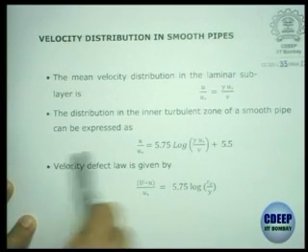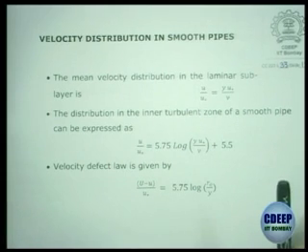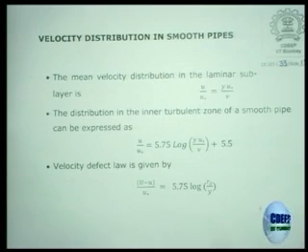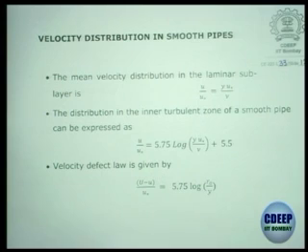Now, the velocity defect law is also found to be valid over quite a big range, theoretically speaking, beyond 0.2 delta from the boundary, the other 80%. And in the case of a pipe, I am again reiterating, delta stands for the radius of the pipe.